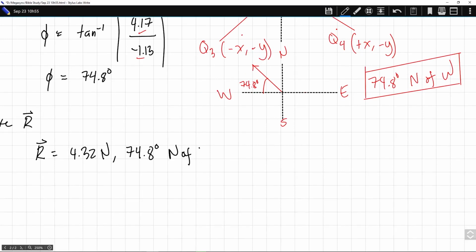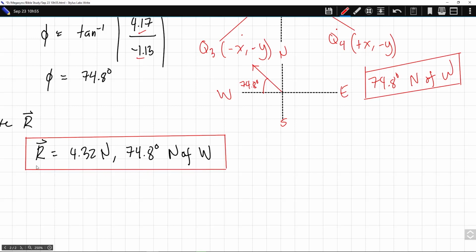So finally, using the component method, we are able to solve the resultant vector, or the sum of our three vectors, a plus b plus c.